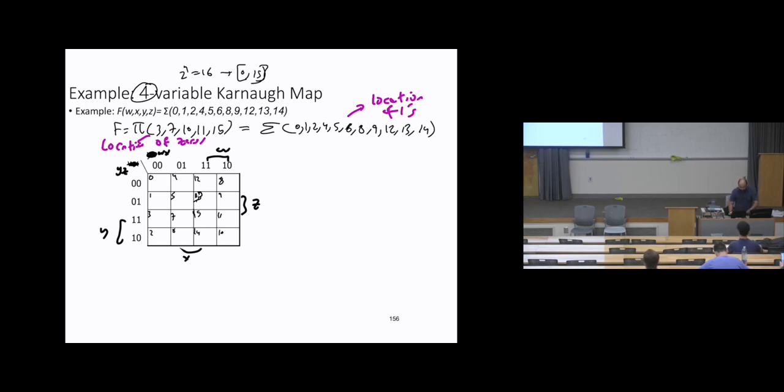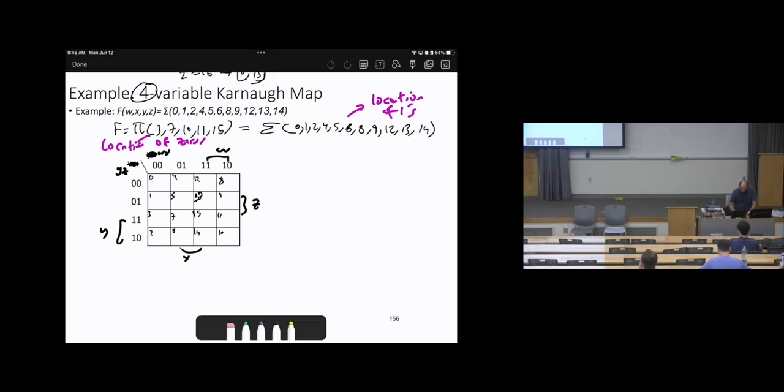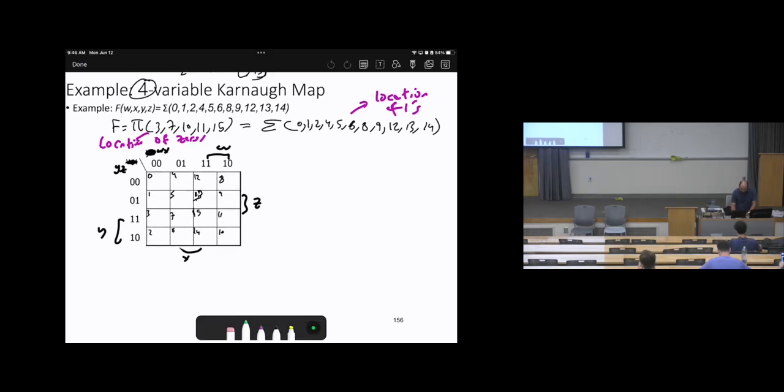For 4-variable Karnaugh maps, the first step is to determine the minterms. The minterms will give you the location of ones. If you have maxterms, you can convert the maxterms to minterms, then determine the location of ones. When we draw the Karnaugh map shown here, we see that the ones are at 0, 1, 2, 4, 6, 8, 9, 12, 13, and 14.